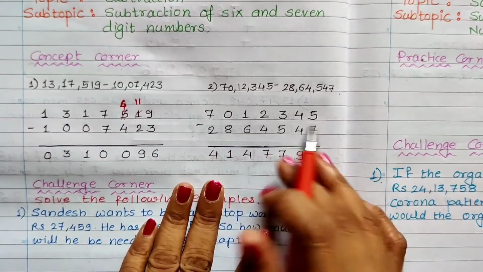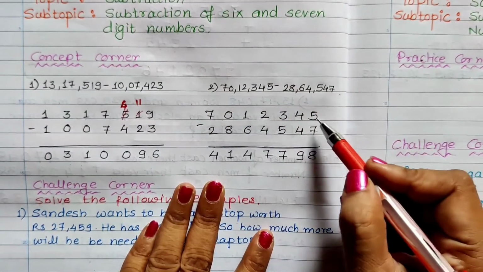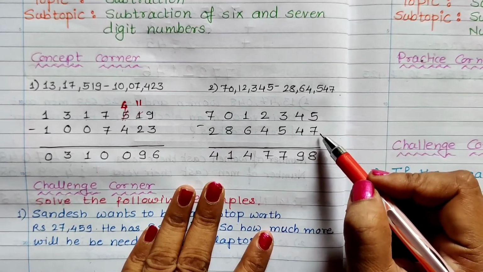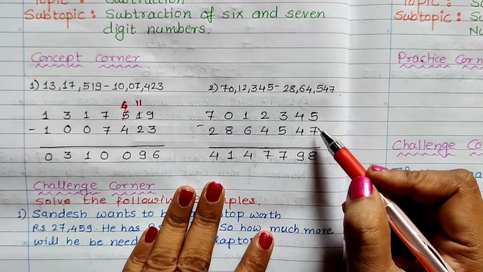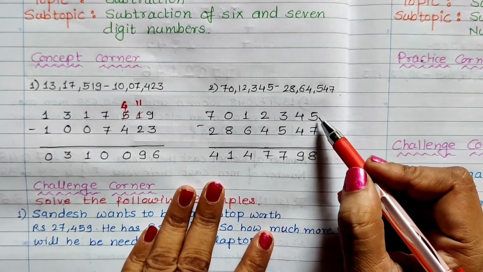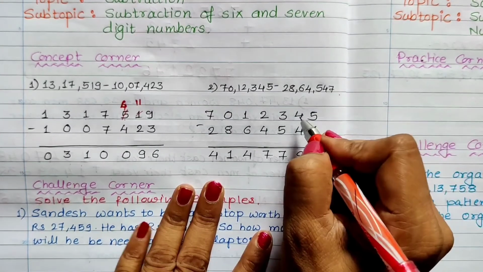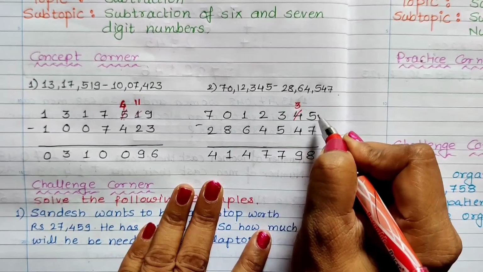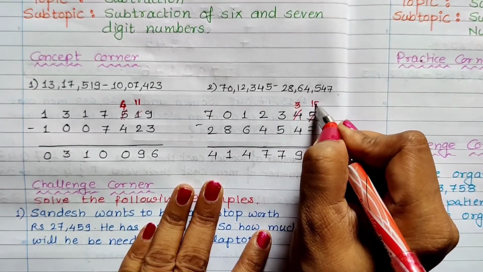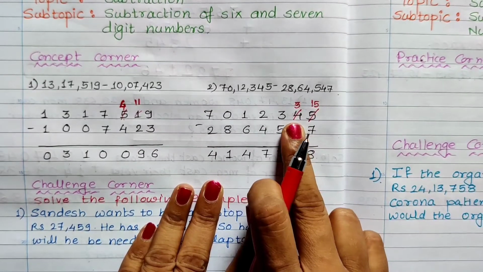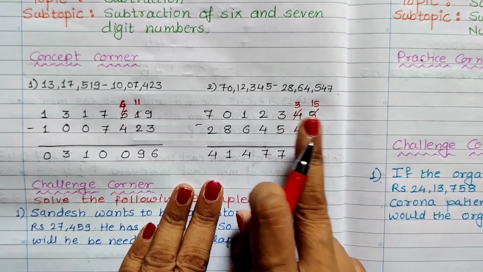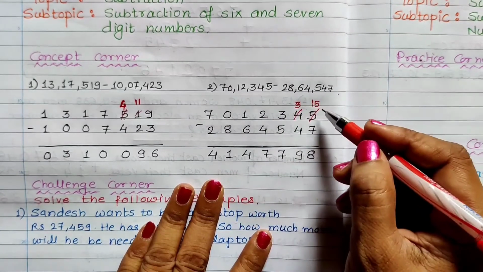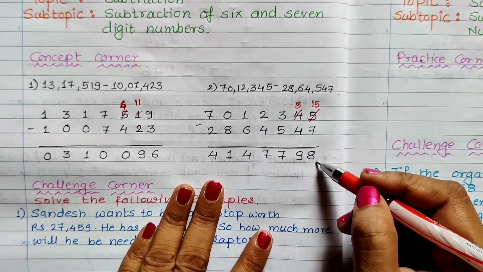These numbers are written one below other. Let us check unit place digit. 5 minus 7. 5 is smaller, 7 is bigger. So 7 cannot be subtracted from 5. So we have to borrow 1 from 4. So 4 becomes 3. And 5 becomes 15. Correct? We have borrowed 1 from 4. So 4 becomes 3. And 5 becomes 15. 15 minus 7 can be done, which is 8.